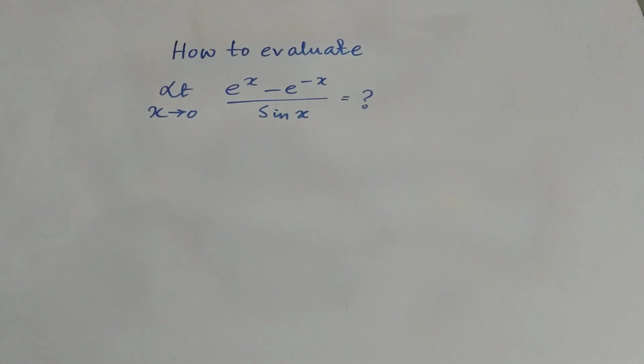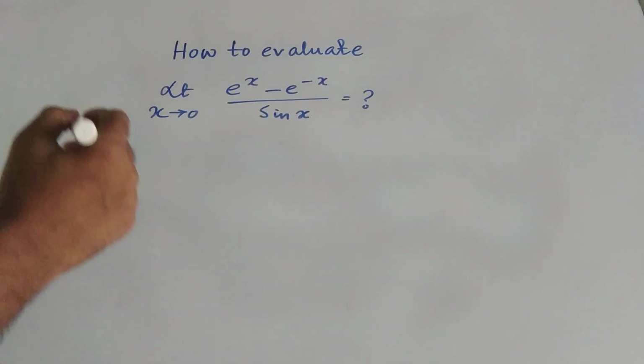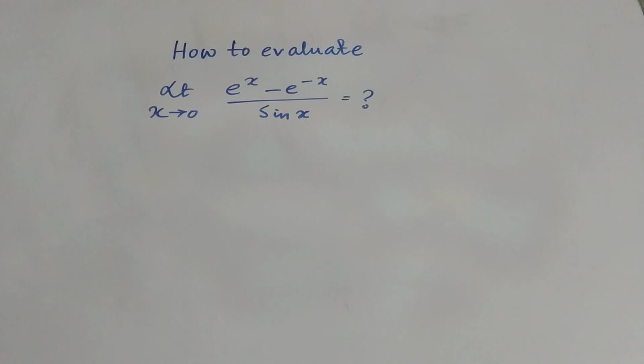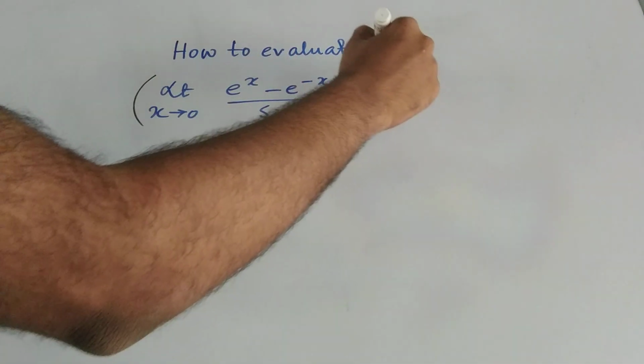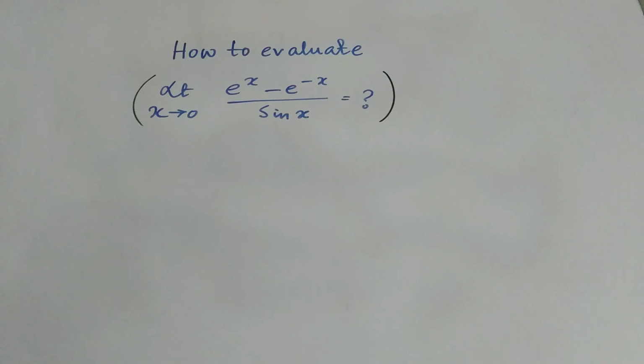Hello everyone. Today I am continuing the limit expression evaluation once again. How to evaluate this expression that is being written over here: limit x tends to 0, e to the power x minus e to the power minus x divided by sin x. What will be the value of this?